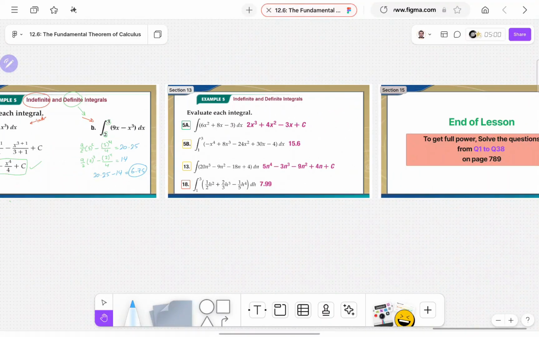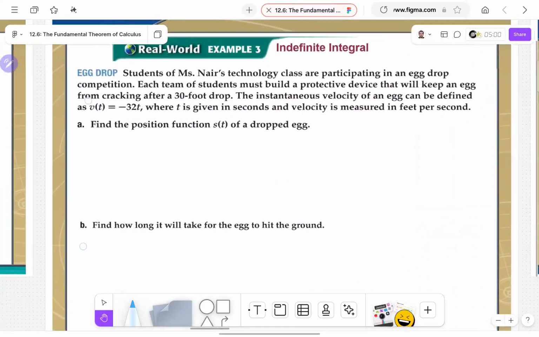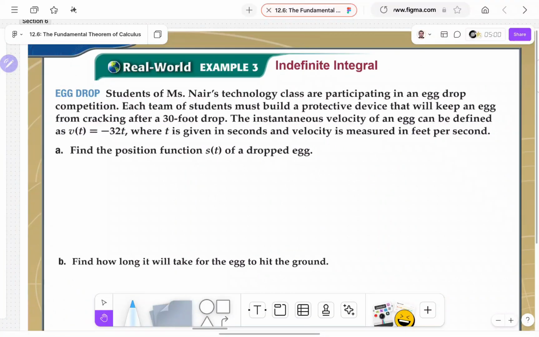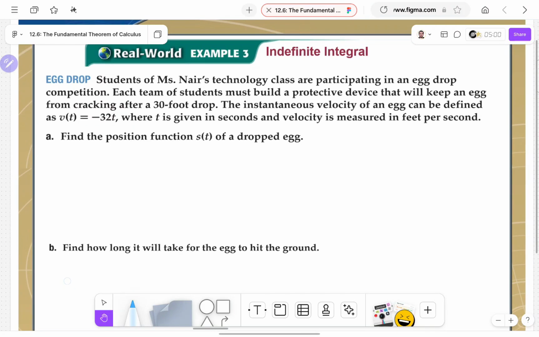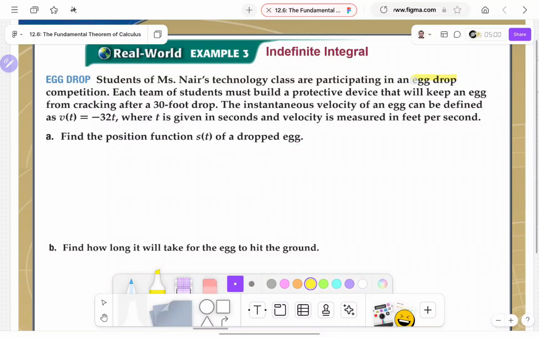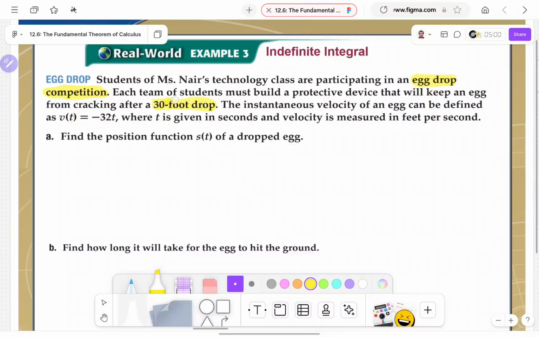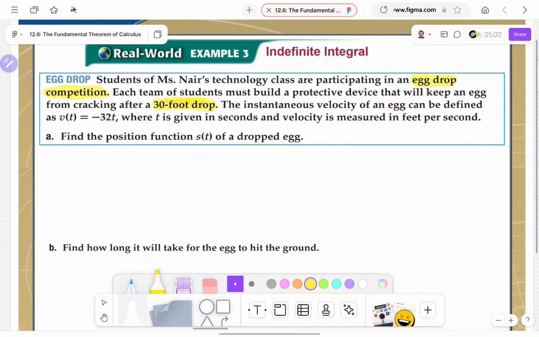But before we go, or in the lesson, let's go back here for this example, only these 2 slides. So when we have a word problem, similar to this, let's read the question, let's analyze it to understand, and then we can identify the question. Okay, first, egg drop. Students of Miss Nair's technology class are participating in an egg drop competition. Okay, so we have egg drop. We are going to drop the egg. Each team of students must build a protective device that will keep an egg from cracking after a 30 foot drop. So they are going to drop the egg from 30 feet, and they don't want this egg to break or crack.